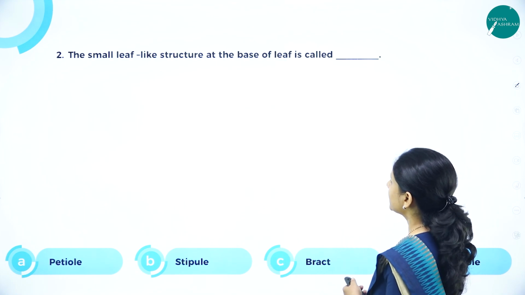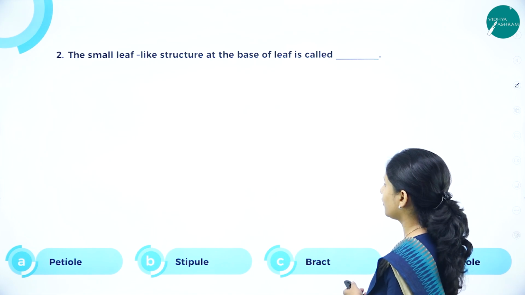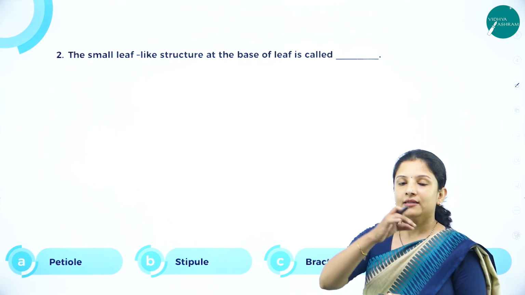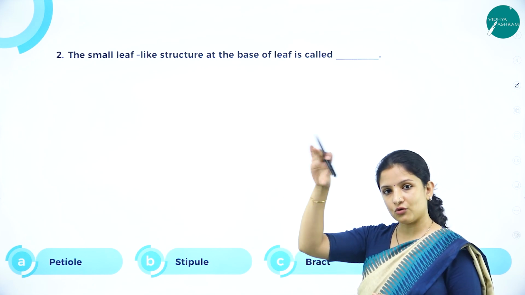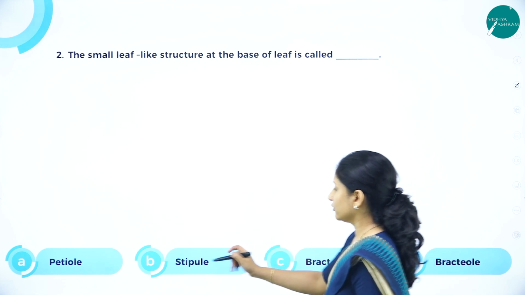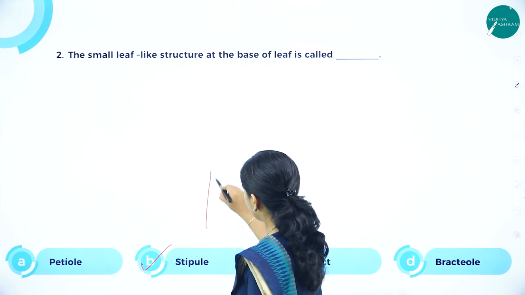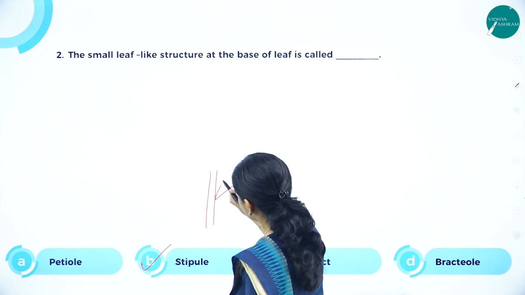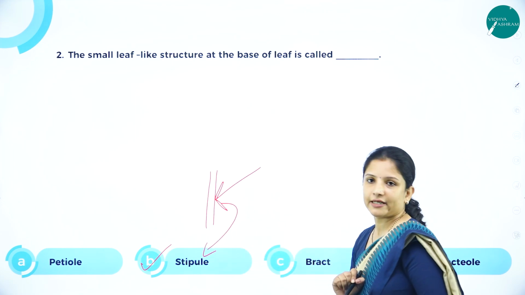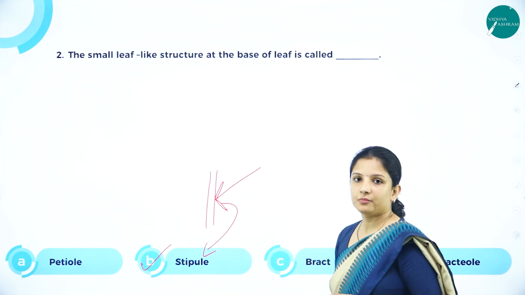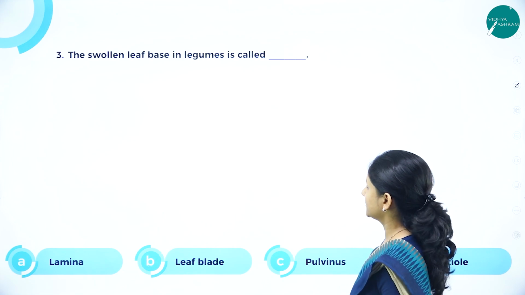The small leaf-like structure at the base of leaf is called petiole. Now, petiole is the lengthy stem or stalk of the leaf that helps to hold the lamina. It's the stipule, because wherever the leaf base is there, small leaf-like structures will arise, which is called the stipule. So, right option B, stipule. Bract and bracteole is also not the right answer here.